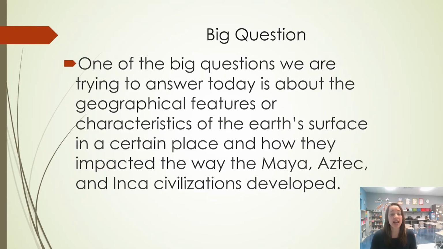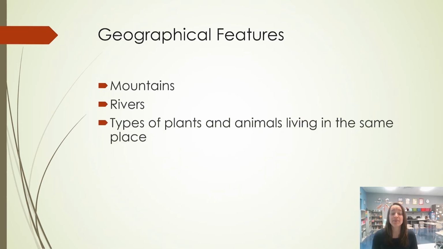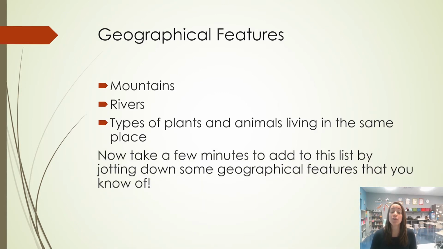One of the big questions we are trying to answer today is about the geographical features or characteristics of the Earth's surface in a certain place and how they impacted the way the Maya, Aztec, and Inca civilizations developed. When you think of geographical features, some things that may come to mind immediately are mountains, rivers, and some types of plants and animals living in the same place. I would like you to take a few minutes, grab a piece of paper, and add to this list by jotting down some geographical features that you know of.